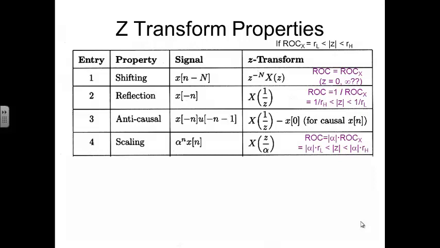Scaling by alpha to the n, meaning if I take some x of n and multiply it by an exponential, we take its X of z and replace z with z over alpha. So we're multiplying here, we're dividing in the transform domain. And that's going to scale the region of convergence boundaries by the magnitude of alpha.